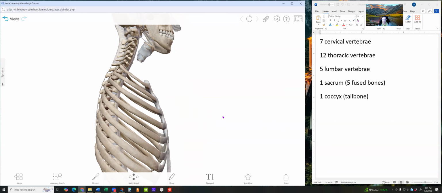The appendicular skeleton is going to be basically your shoulders, your arms, your hips, your legs. So shoulders, arms, wrists, and hands, hips, legs, ankles, and feet. That would be your appendicular skeleton. Okay. All right, let's write that down.